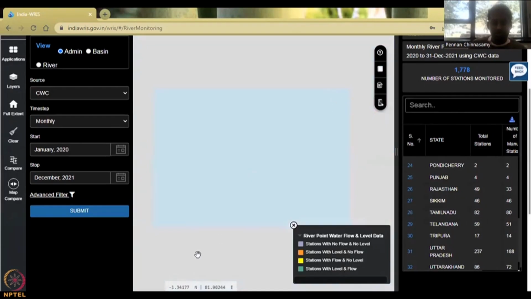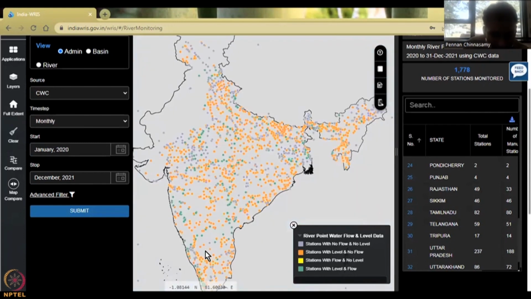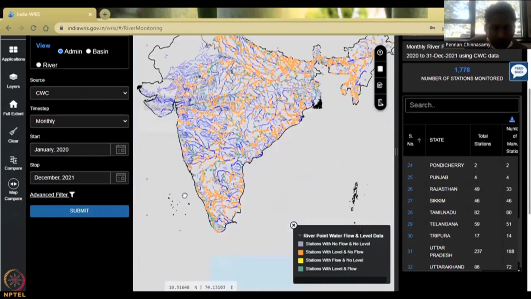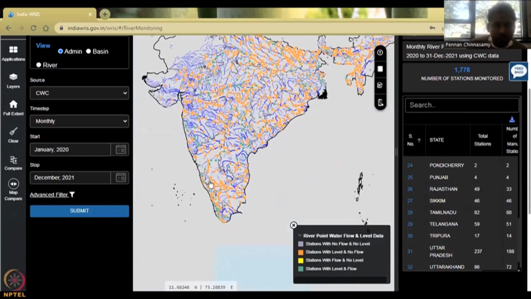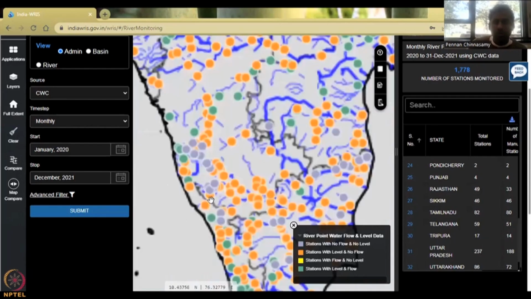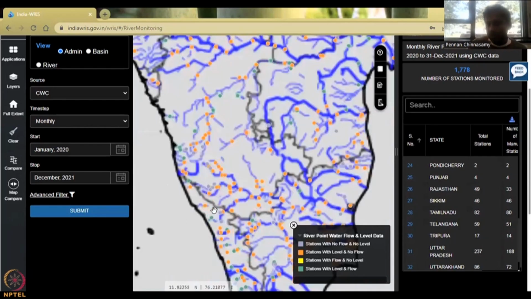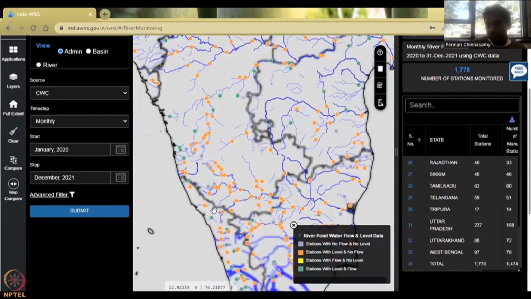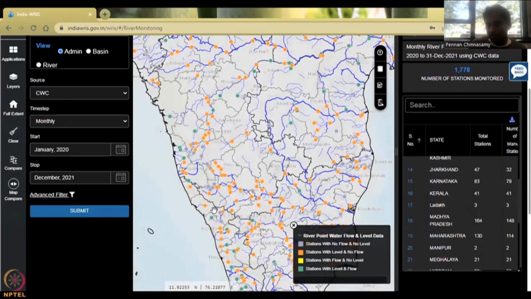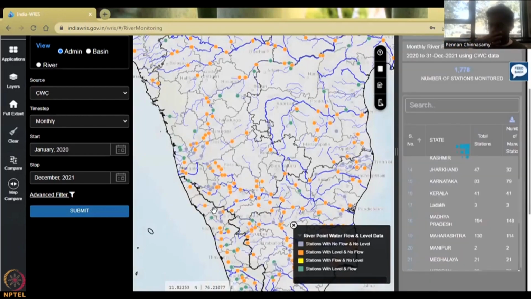Okay, India is right there. Let's do a full extent. Okay, I'm just going to hold and move, or you can just click Kerala here.